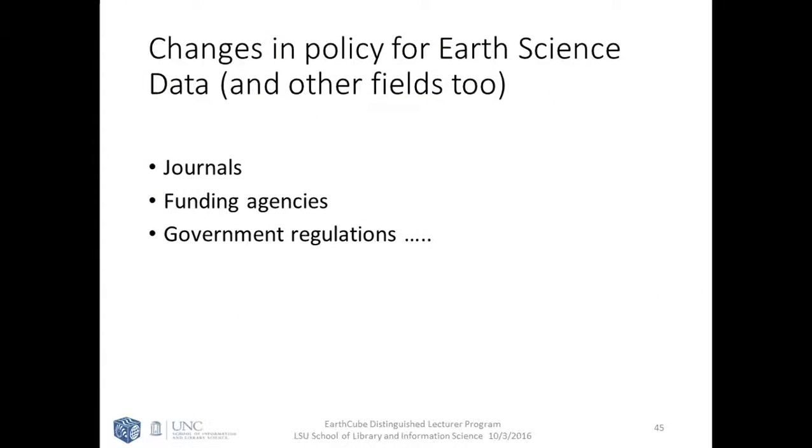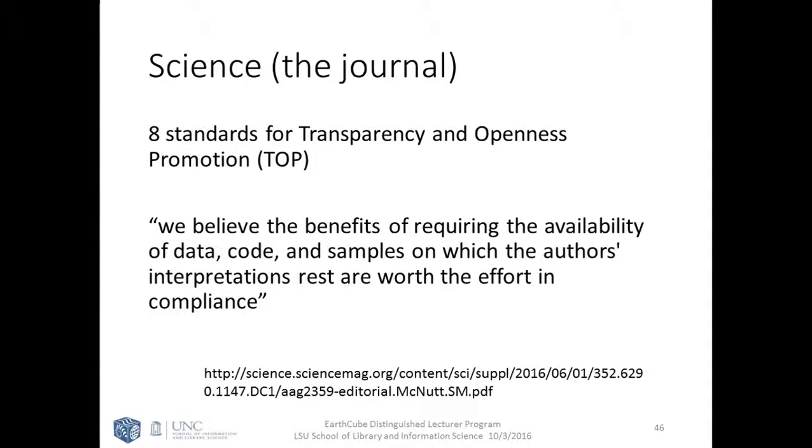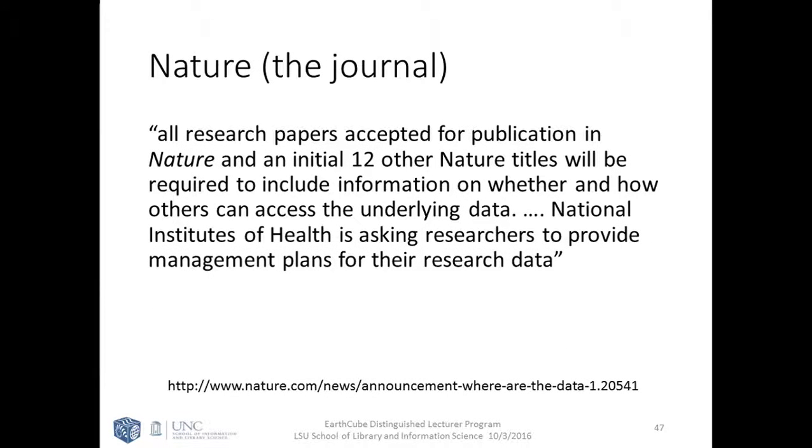And so along those lines, there's been a number of changes in policy for earth science data. And we can see in Science, the journal, they've come up with 8 standards for transparency and openness, and they specifically mention data and codes and samples being accessible. Nature has come up with a similar set of guidelines, and for both of the journals, they won't take effect until next year, but they're advocating both for authors and reviewers to make sure that a standard is met in how access to data is available.